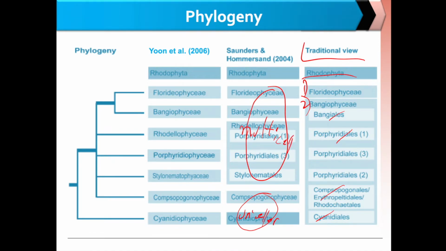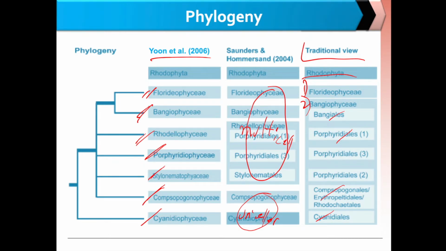But the more recent publication of Yoon et al. in 2006, they used different molecular evidences to create this division of your rhodophyte into these different orders or groups. So we have your Florideophyceae, your Bangiophyceae, Rhodellophyceae, Porphyridiophyceae, Stylonematophyceae, Compsopogonophyceae, Cyanidiophyceae. So at least 7 groupings in terms of the molecular evidences.